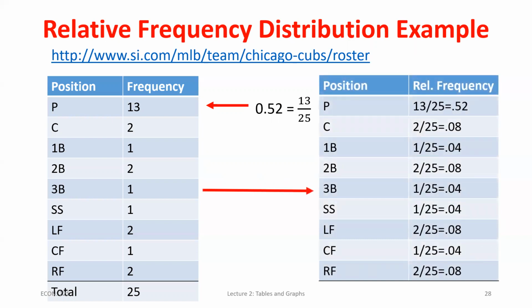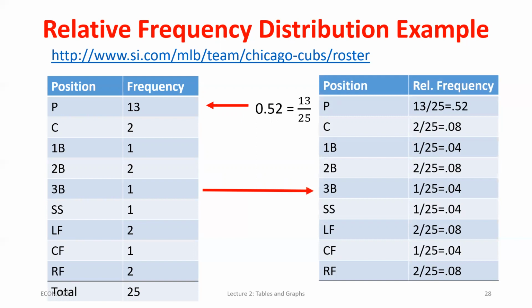They're all between 0 and 1. And this really shows me, it's easy to see here that the frequency 13 is quite a bit higher, but how much higher? Well, looking here, it's about 0.52 out of the whole of 1, whereas these other positions are only like 0.08, 0.04. So it makes it stand out: this is where the bulk of the roster is, in this one position.